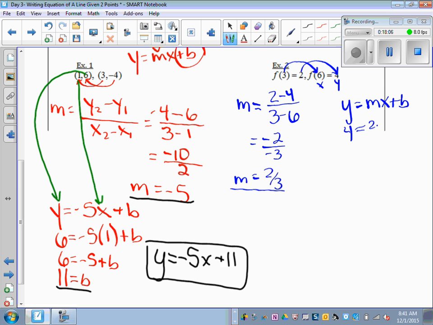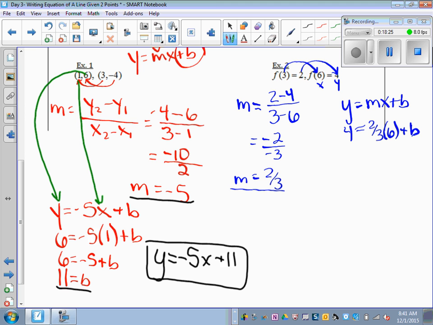M is 2/3. X is 6. And we don't know B. It was a negative divided by negative, which gave us a positive, since they're both negative. Good question. Alright, and let's solve for B.